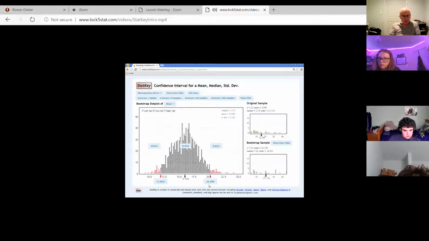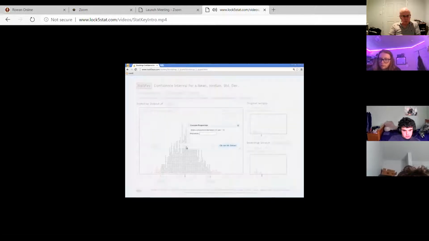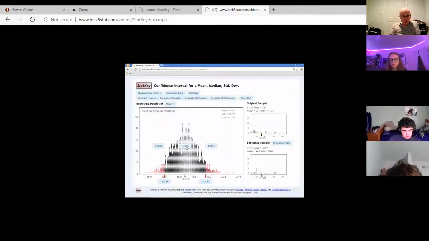And so we see a 95% confidence interval here will go from about 11.83 to 20.18. And anything that's in blue is editable. So if we click on the 0.95 and say, I'd really rather see where the middle 90% is, I get a slightly narrower interval, chopping 5% off of each tail.